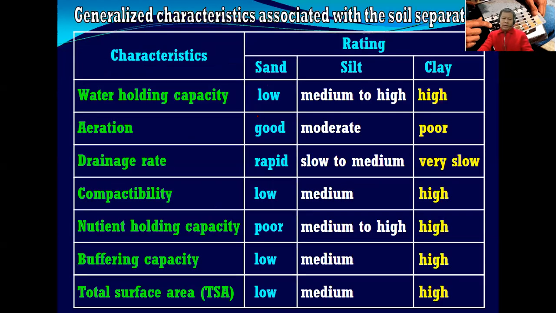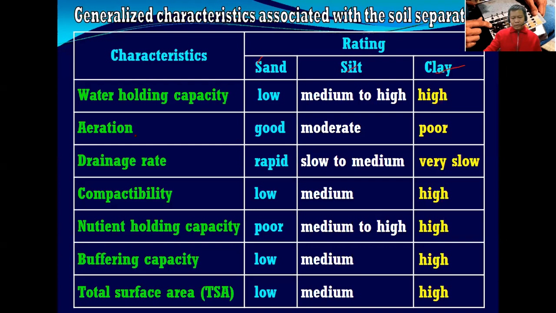So we have now generalized characteristics associated with the soil separates. Okay, sinabi ko kanina, sand, silt, and clay. Itong sand malaki kumpara sa silt. Itong silt malaki kumpara sa clay. So ganito, the water holding capacity of sand is low. So hindi siya nag-hold ng water. Kung mag-hold man siya, madali lang. Then ang water holding capacity ng silt is medium to high. Ang clay is high. No?